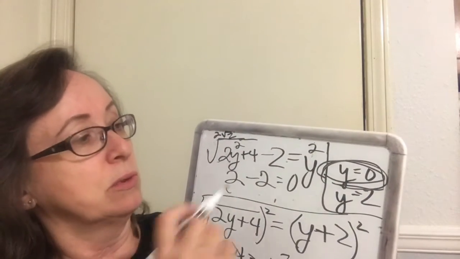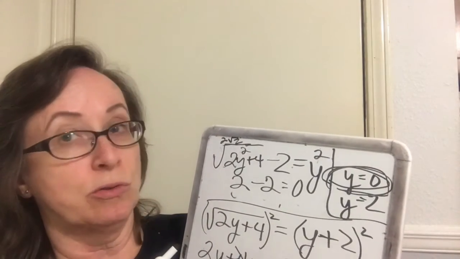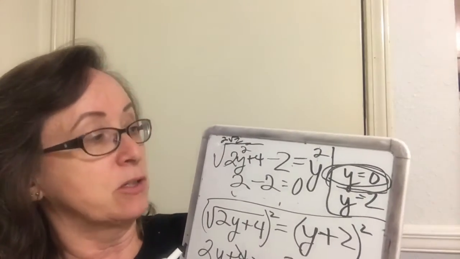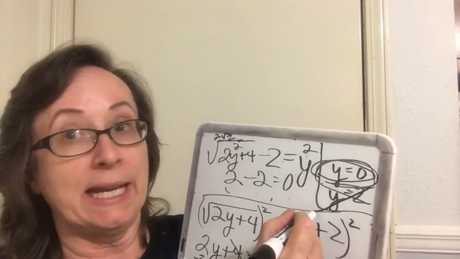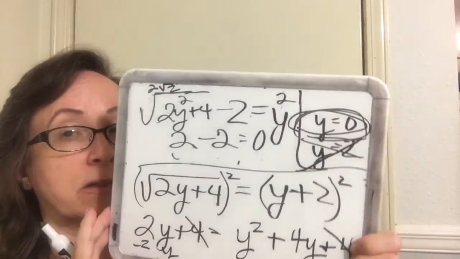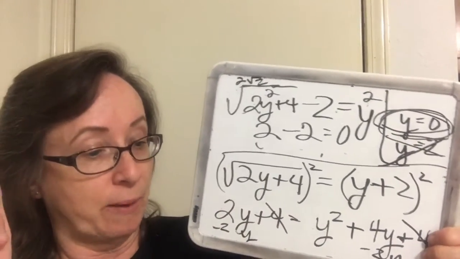Minus 2 does not equal 2. Okay, so 2 square root of 2 minus 2 does not equal 2. So this one right here is an extraneous solution. So I always have to plug them both back into the original equation.